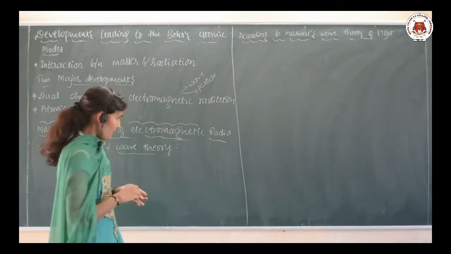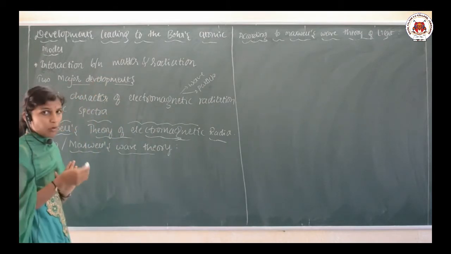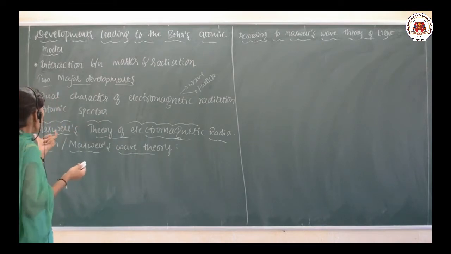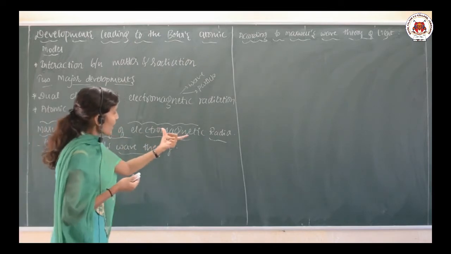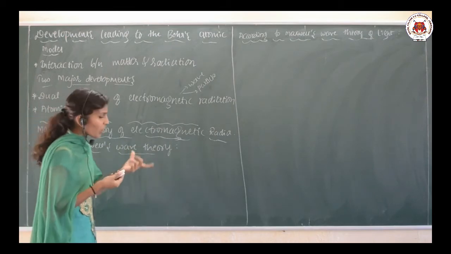Clear? So these are the certain points which helped Bohr's atomic model. So later on there was one scientist called Maxwell. James Maxwell's theory of the electromagnetic radiation, or it is also called Maxwell's wave theory.